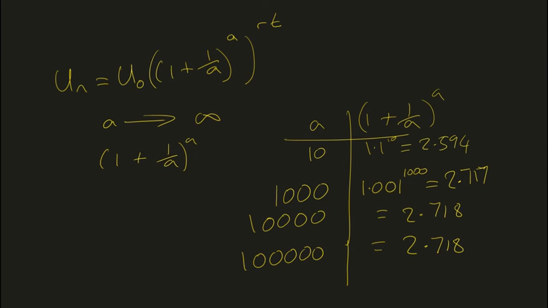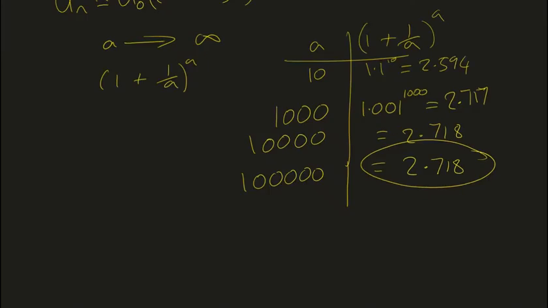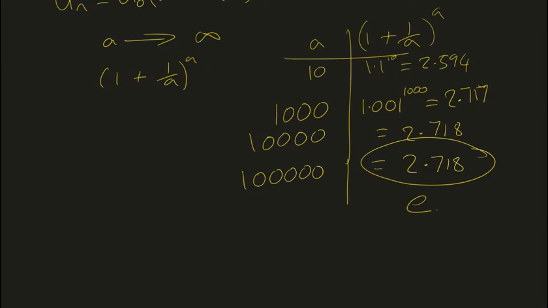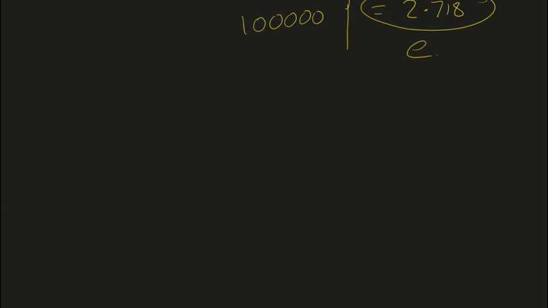So as a gets massive and is tending towards infinity, 1 plus 1 over a to the power of a is tending towards this number, 2.718. And this is e. So actually, our formula for continuous growth is going to be un equals u0, some initial investment, times e to the rt. There we go. And e is the number that makes this work, right? R is our annual percentage, t is the number of years, u0 is that initial amount.